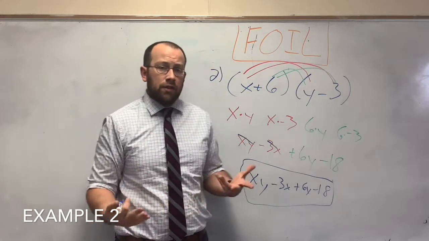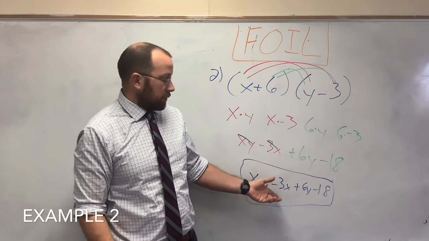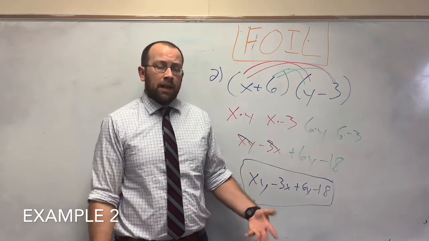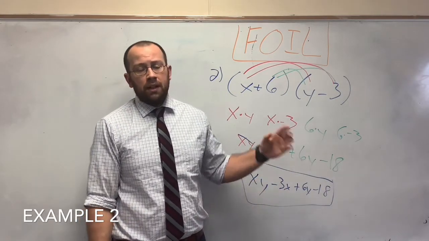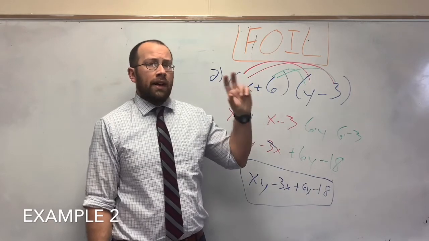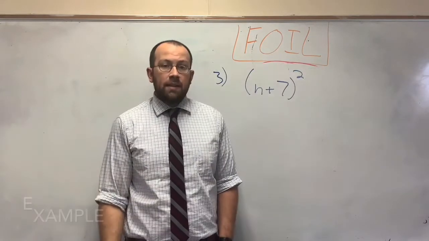So in that case, we did not combine any of the like terms like we did in the first two. This just stays the same. Don't think you have to combine something. Make sure that the terms match up and your variable has the right exponent. Example number 3.